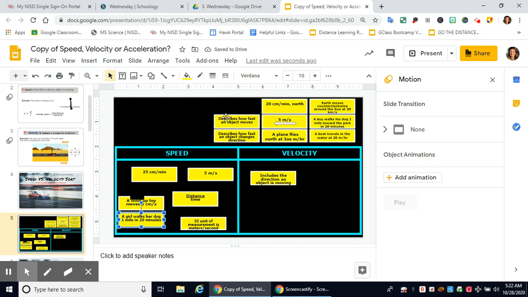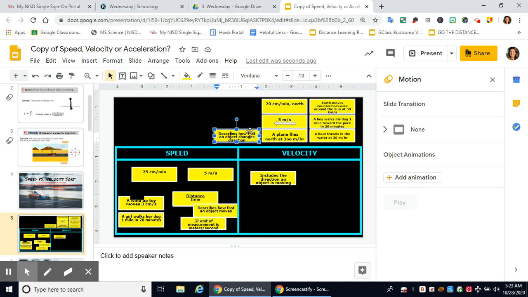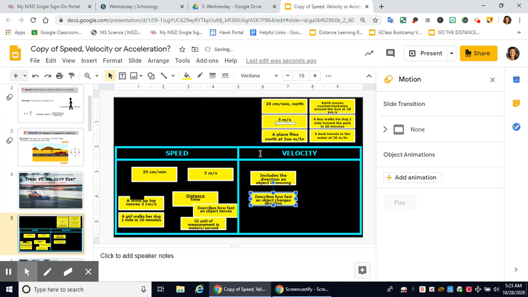Describes how fast an object moves. Speed. Describes how fast an object changes direction. Okay, when we talk about direction, that's velocity. Velocity is speed with a direction. So 20 centimeters per minute north, that's speed with direction, velocity.